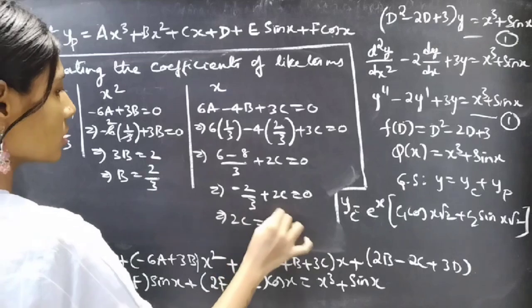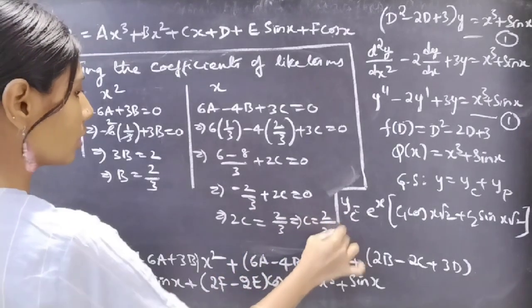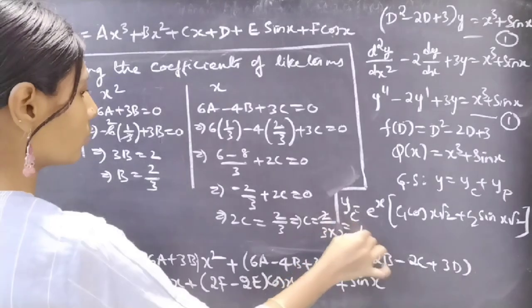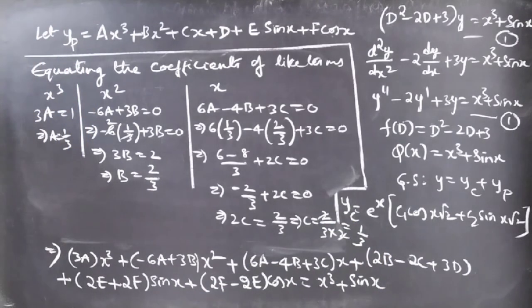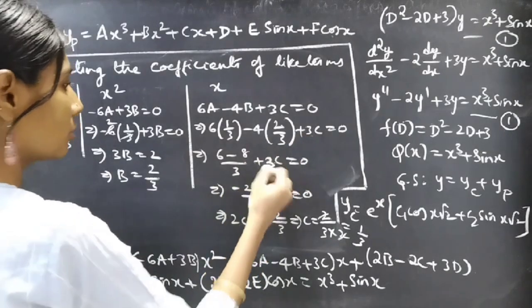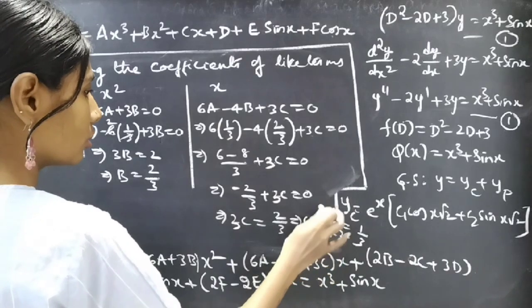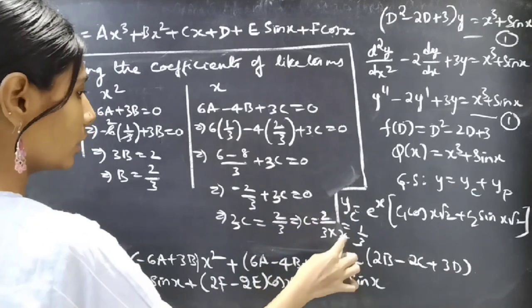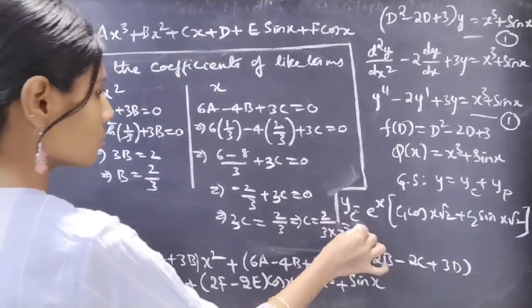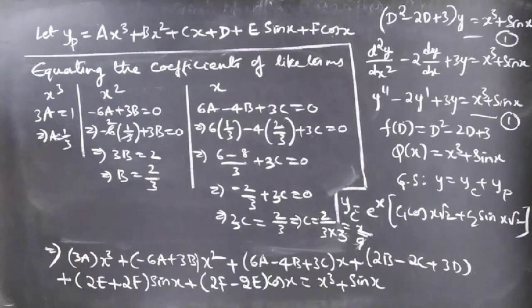You can write it as 2c equal to 2 by 3, or c equal to 2 by 3 into 2, where 2 gets cancelled, you'll get 1 by 3, c equal to 1 by 3. See, here you're having 3c, not 2c. I'm so sorry. It's 3, not 2. So you'll get 2 by 3 into 3, which gives us 2 by 9. So the value of c is 2 by 9, right?